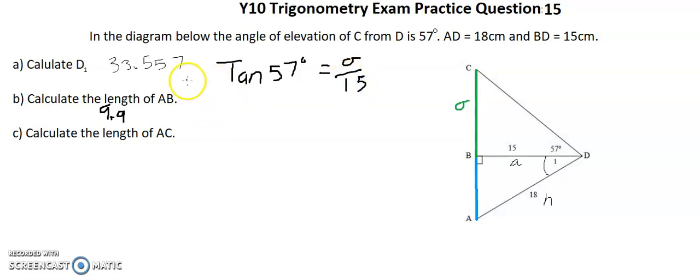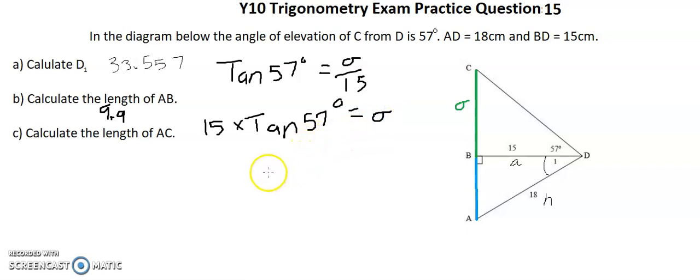I times both sides by 15, and that means I cancel out the 15 on my right hand side, and I'm left with just the opposite there. The next step is we need to solve it, and that tells me that my opposite side, my C to B, is going to be 23.09. So if my C to B is 23.09 and A to B is 9.9, we need to add them together. If we add them together, you should get 32.99 units.